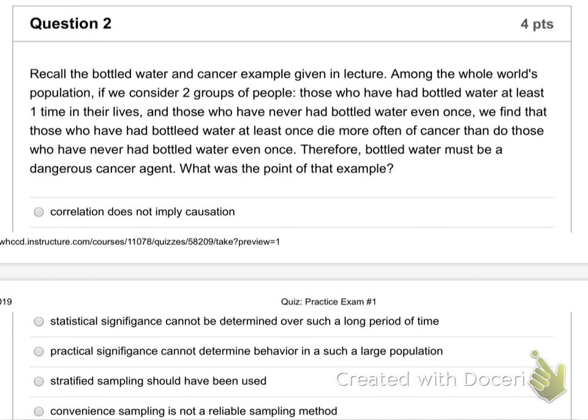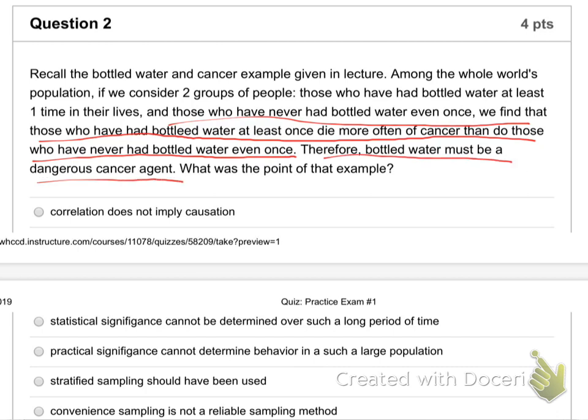Question two. Recall the bottled water and cancer example given in lecture. So there might be something like this. I might talk about the Boy Scouts on the actual exam I hand you. I don't even remember, I have several versions and I copied it without looking super close. Among the whole world's population, if we consider two groups of people, those who have had bottled water at least one time in their lives, and those who have never had bottled water, we find that those who have had bottled water at least once die more often of cancer than do those who have never had bottled water, right? Therefore, bottled water must be a dangerous cancer agent.